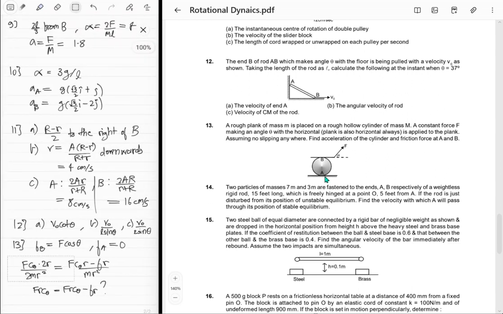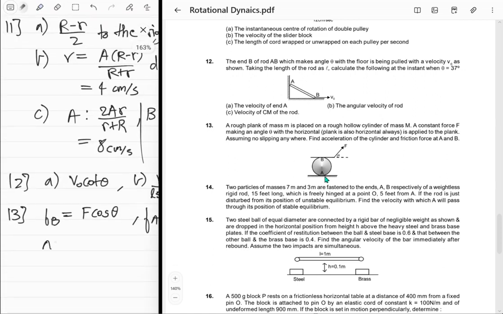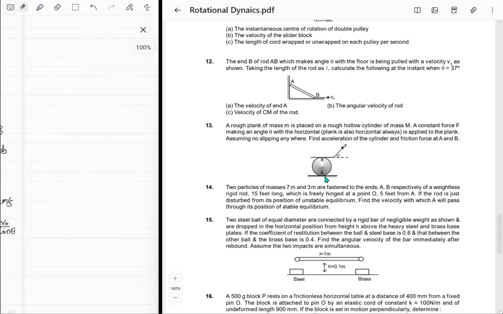Nice. And then also we just want the acceleration. And that's going to be easy. There was no friction force, so it's just F cosine theta upon the mass. Okay, 14th.